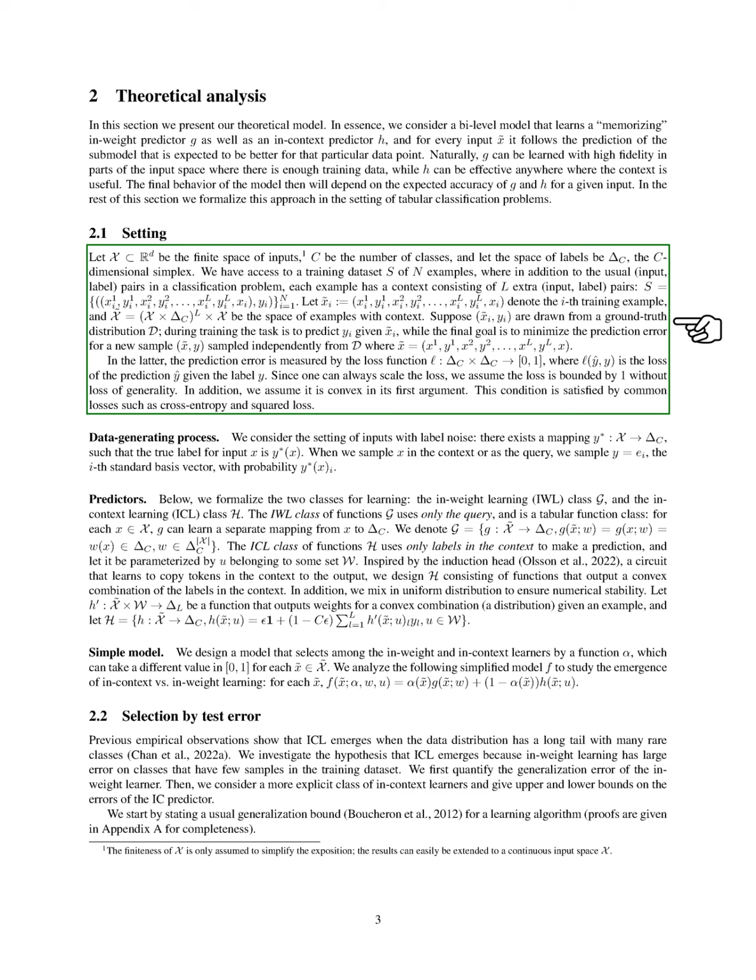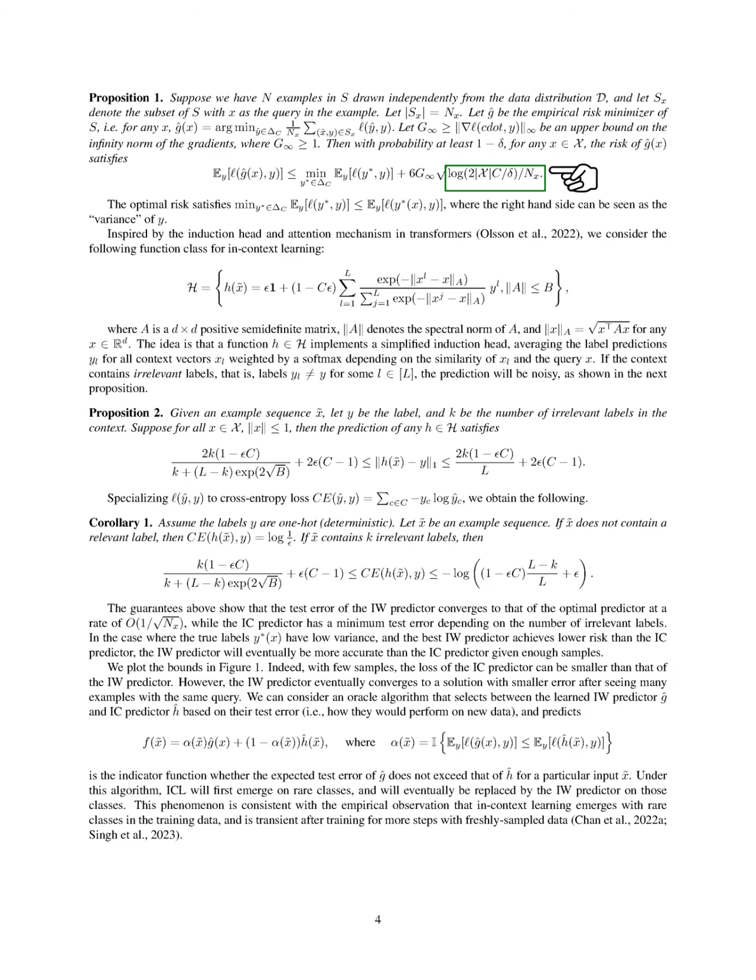Inspired by mechanisms in transformers, we consider a function class for in-context learning that averages predictions based on the similarity of context vectors to the query. If the context includes irrelevant labels, the prediction can become noisy. We analyze how the number of irrelevant labels affects the prediction error.